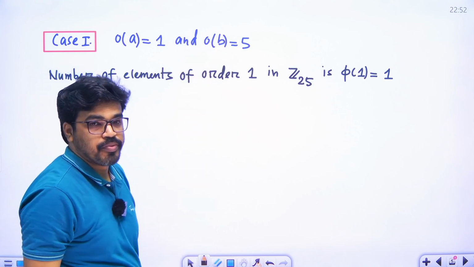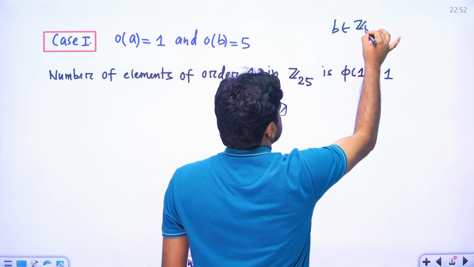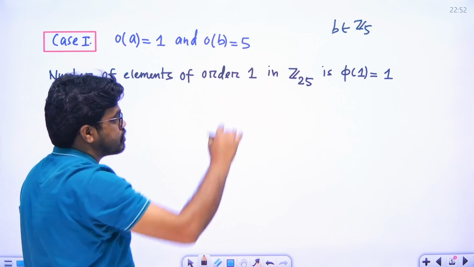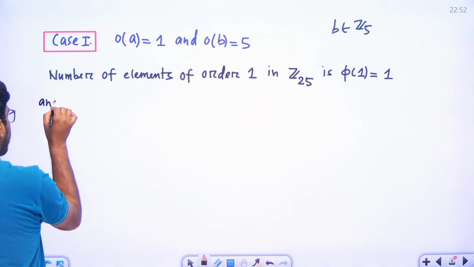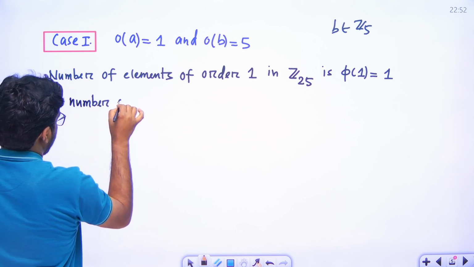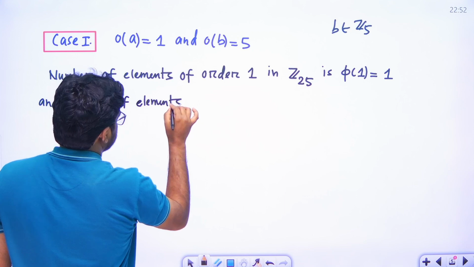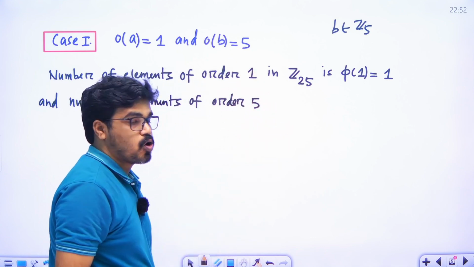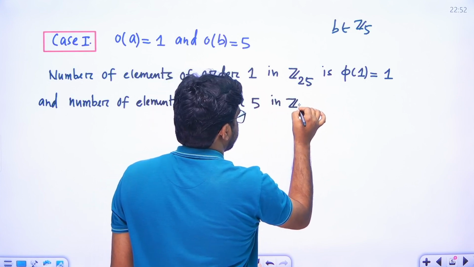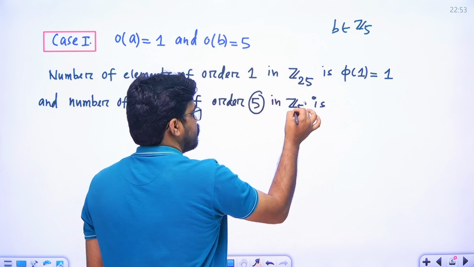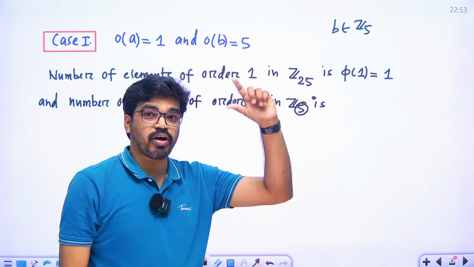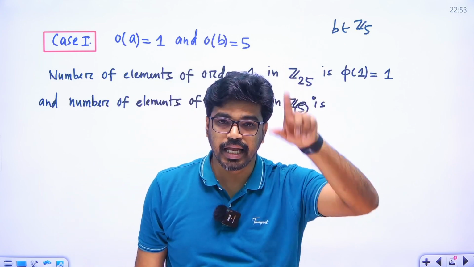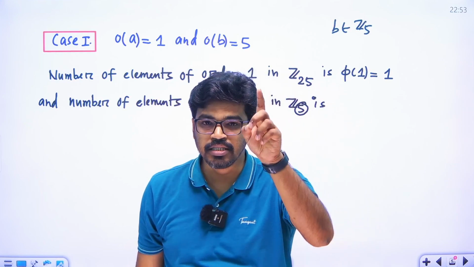Order of B is 5. B belongs to Z5. So the number of elements of order 5, 5 অর্ডারের কতগুলো এলিমেন্ট থাকবে in Z5 is, দেখো D divides, what is the order of this group? The order of Z5 is 5. 5 divides 5. Z5 is a cyclic group. If G is a cyclic group of order n, and if D divides n, then the number of elements of order D in G will be phi D.